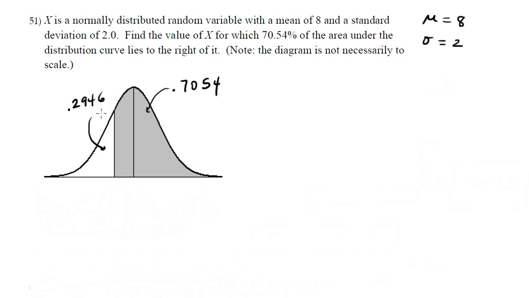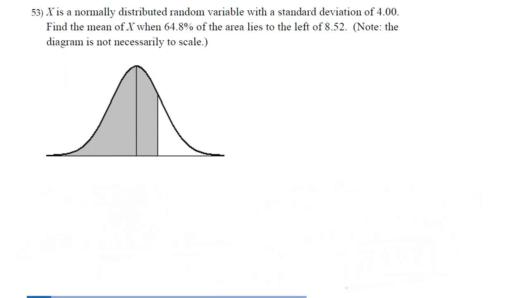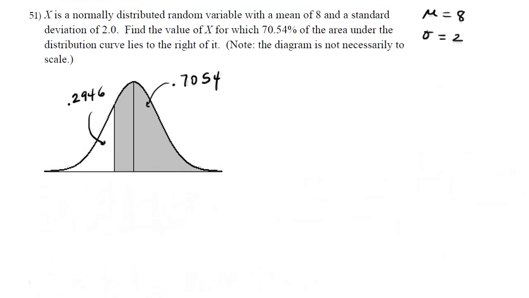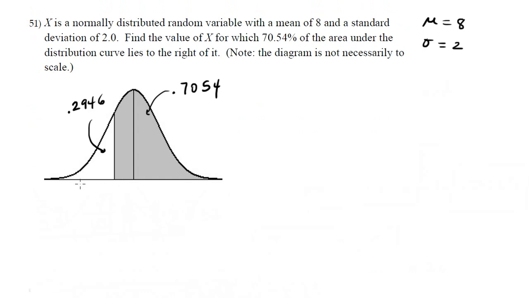So let me look at the table for this value and see where that gets us. Let's look at the table for 0.2946. Well, we got it, 0.2946 exactly. So that's negative 0.54. So this z value, z equals negative 0.54. That's not what we want. We want the value of x. So we have the z value, but we want the x value.